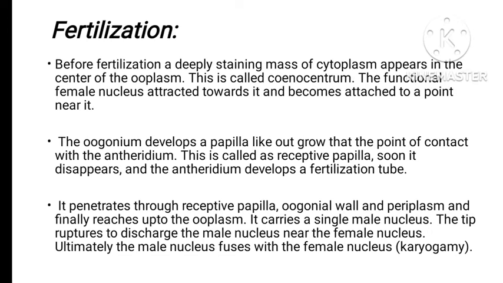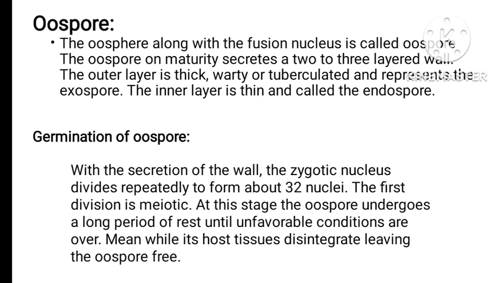Soon it disappears and the antheridium develops a fertilization tube. It penetrates through the receptive papilla, oogonial wall, and periplasm, and finally reaches the ooplasm. It carries a single male nucleus.